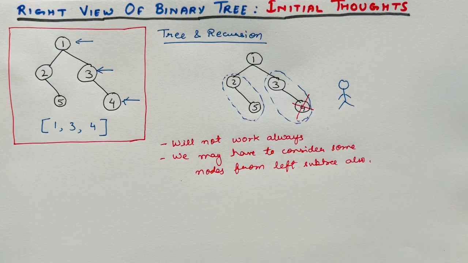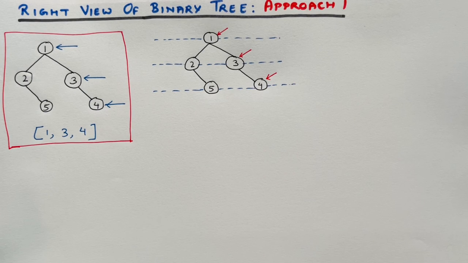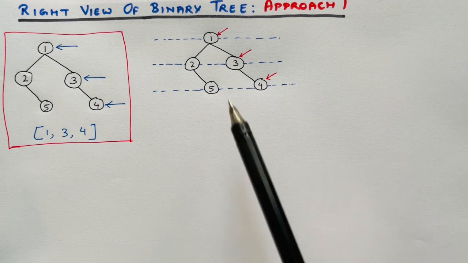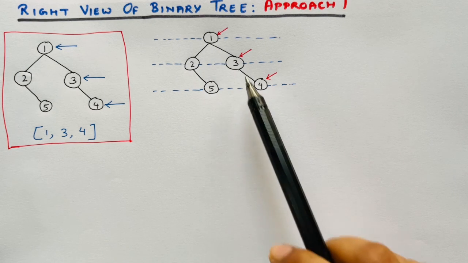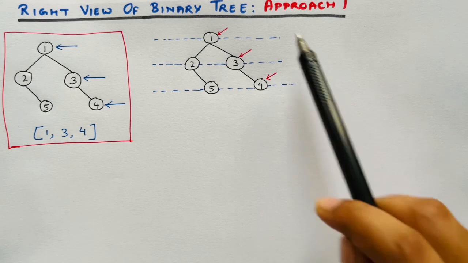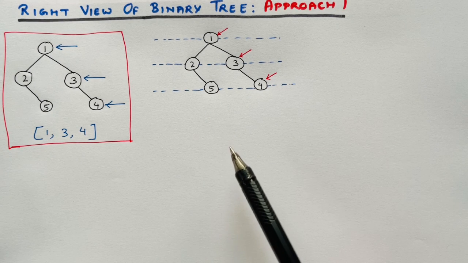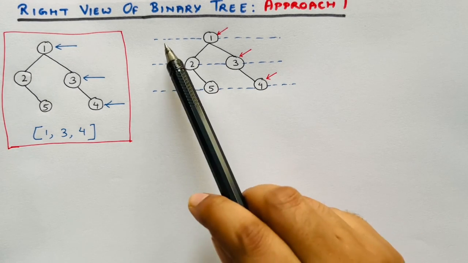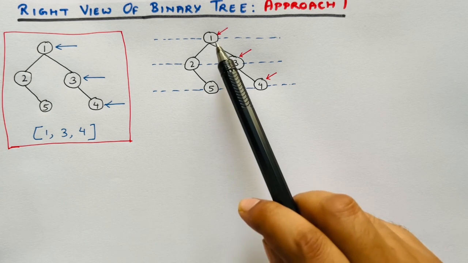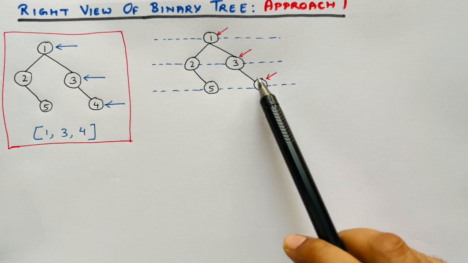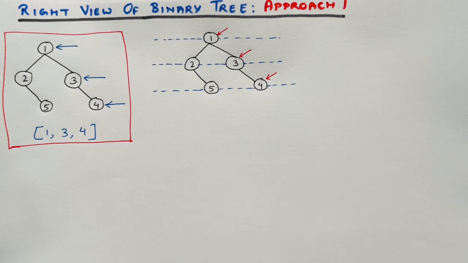Now that we know that simple tree and recursion approach won't work always, we will have to think of some other approach. Let's start thinking about the problem again. Now our aim is to find the right view. That is, we have to return the elements 1, 3 and 4. Now what can we see about these elements? We can see that if these are the 3 levels of the tree, level 1, level 2 and level 3, then the 3 required nodes are the rightmost elements of every level.